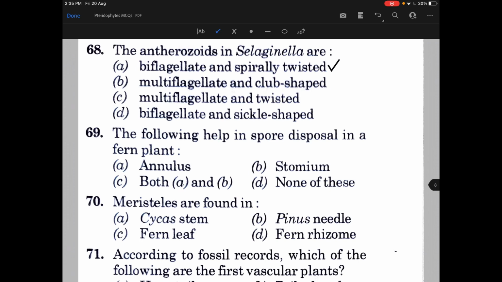The following help in spore disposal in a fern plant is dash. The answer to 69 is C, that is both annulus and stomium. Next, meristeles are found in dash. The answer is D, that is fern rhizome.